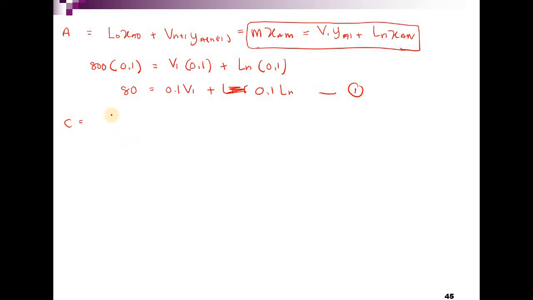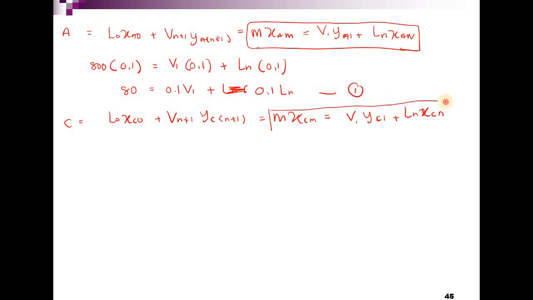For component C, you replace A with C: L0 XC0 plus Vn+1 YCn+1, M XCM, is also equal to V1 YC1 plus Ln XCn. So V1 and Ln, we take this part. So M is 800, so the C is 1.